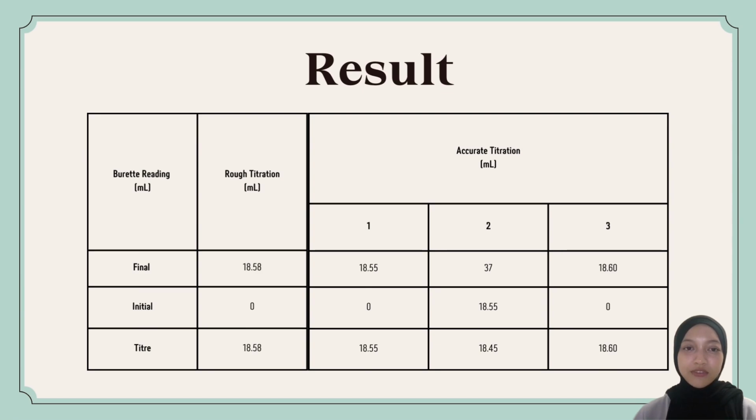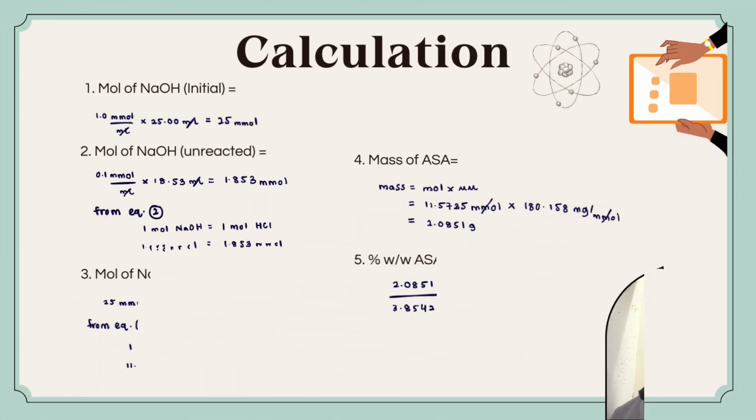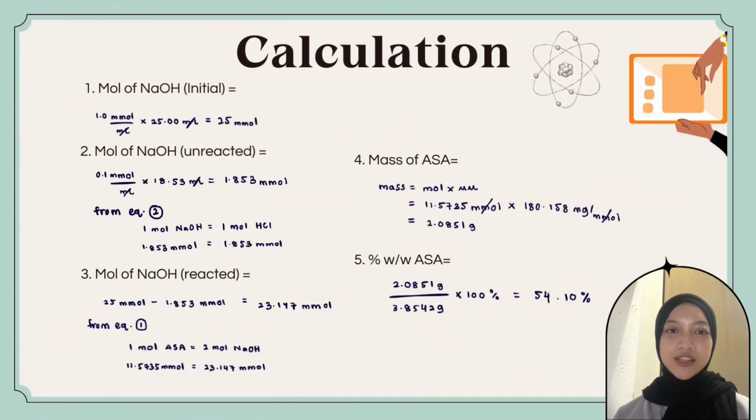Now we move to the result of the experiment. In this table, we have a rough titration and accurate titration in order to get a concordant result. This shows a series of calculations used to determine the mass and percentage by weight of acetyl salicylic acid (ASA) in a sample. The first step is to calculate the initial moles of sodium hydroxide.